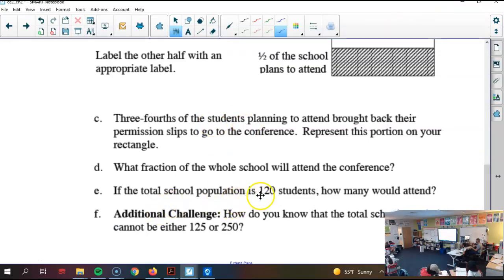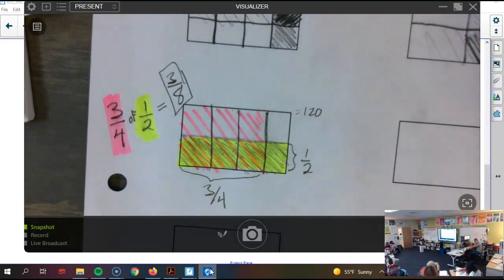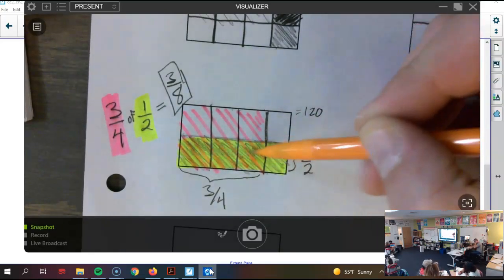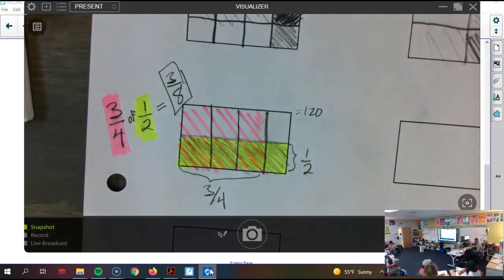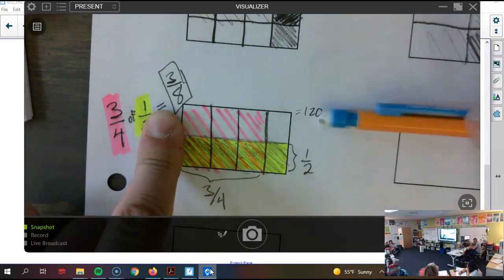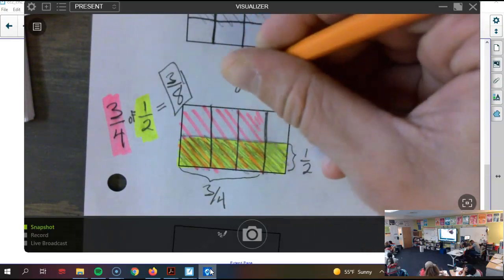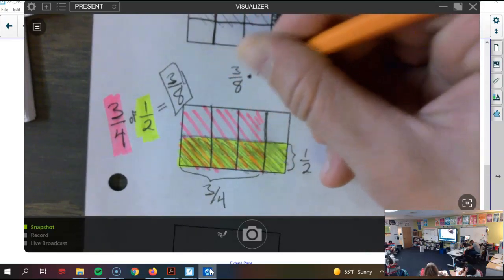If the school has 120 students, how many wanted to go and brought their permission slip? So if the entire rectangle, if the whole thing is 120, how many kids get to go, right? Brought their permission slip. So what are we going to do? 3/8 of 120. What does of tell us to do? We're going to do 3/8 of 120.